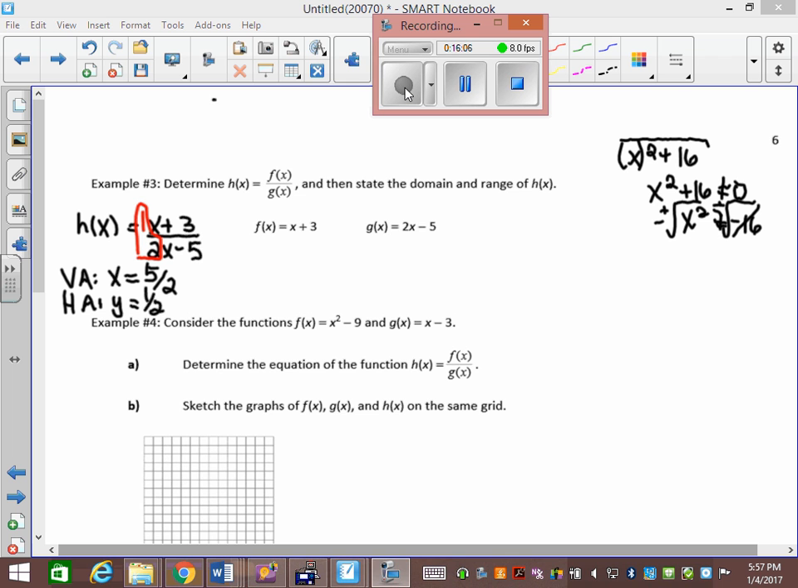So then your domain and range is really easy. The domain is x such that x can't equal 5 halves, because it can equal everything but that, because that's my asymptote where the graph does not exist. And the range is going to be y such that y can't equal a half, because it can equal everything but the horizontal asymptote.